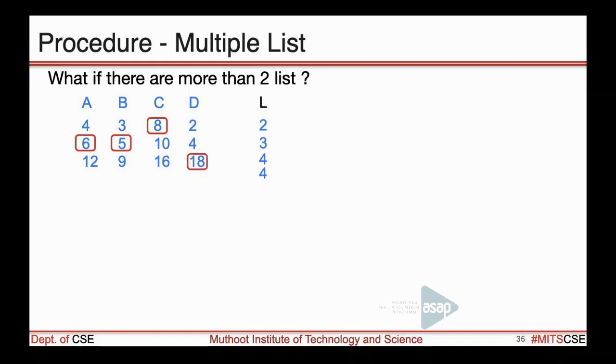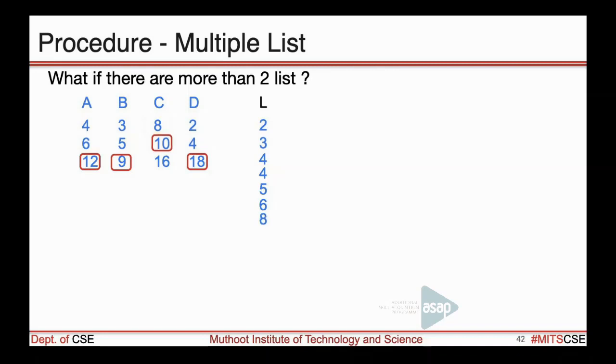Okay. This process is continued. Now next smaller value is 5. 5 is being written over there. The pointer is incremented to 9. 6, 9, 8 and 18. 6 is the smallest value. 6 is being written over there. And 6 pointer is now pointing on 12.